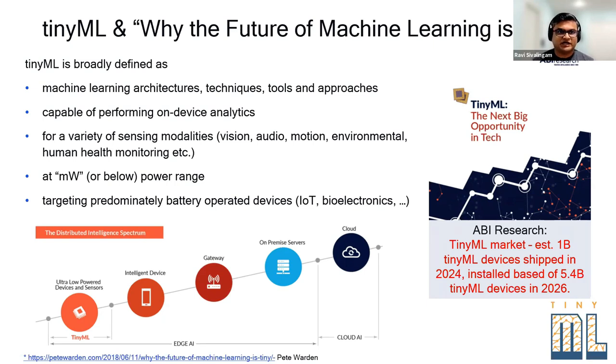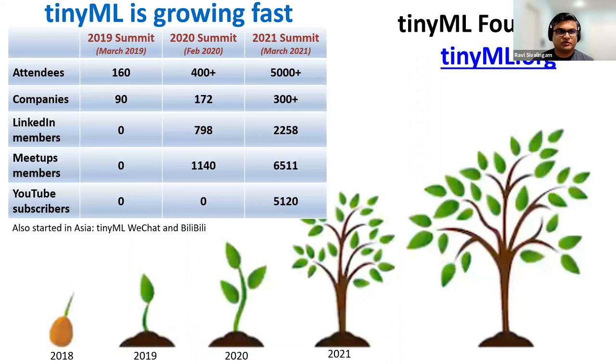In fact, tinyML is becoming so big. ABI Research recently published a white paper called tinyML, the next big opportunity in tech. And they estimate that 1 million tinyML devices will be shipped in 2024 with an installed base of about 5.4 billion tinyML devices as soon as 2026. So it's a really exciting space to be. It's rapidly growing, which can also be seen by the rapid growth of people in the community.